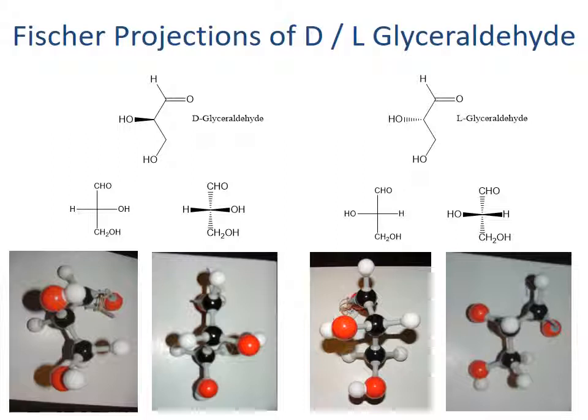L-glyceraldehyde's Fischer projection is derived from its line angle structure identically. It can also be derived from the Fischer projection for D-glyceraldehyde. All you have to do is flip everything from the right side to put it on the left side. So L carbohydrates will always have their highest numbered chiral center with an OH on the left, as opposed to D's, which have their OH on the right.